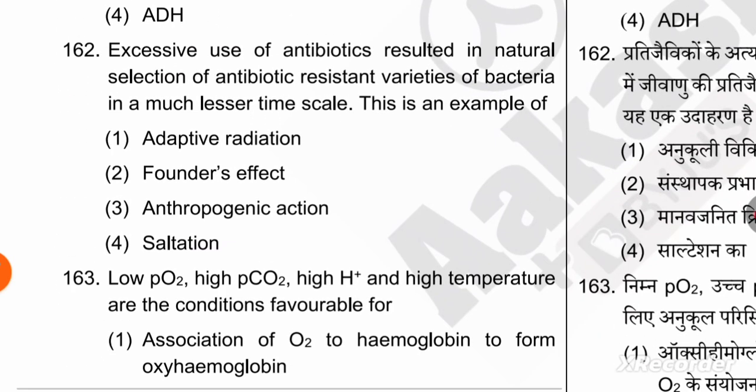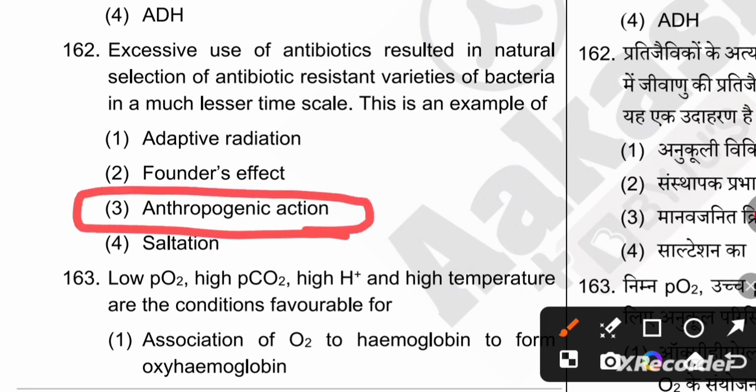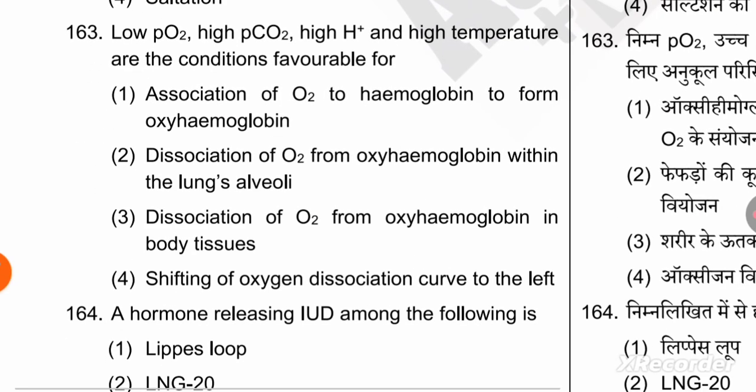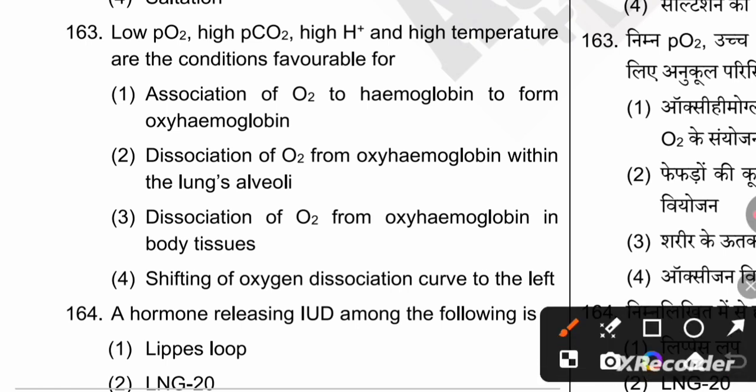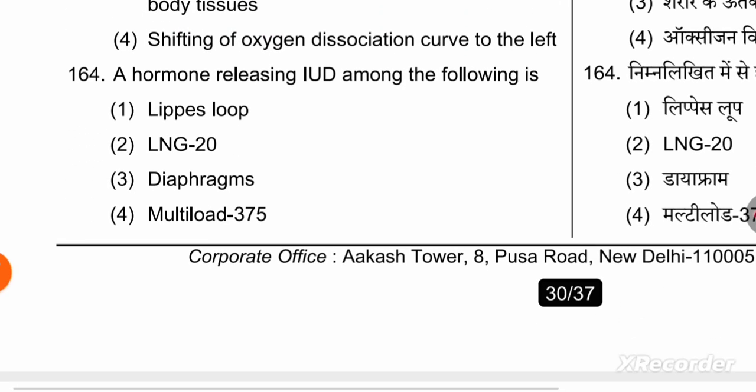Excessive use of antibiotics resulting in natural selection of antibiotic resistant variety of bacteria on a much lesser time scale is an example for anthropogenic action. Low partial pressure of oxygen, high partial pressure of carbon dioxide, high hydrogen ion concentration and high temperature are the conditions favorable for dissociation of oxygen from oxyhemoglobin into the body tissue. Easily oxygen can be dissociated. A hormone releasing IUD is LNG20. Let us move to the next question.